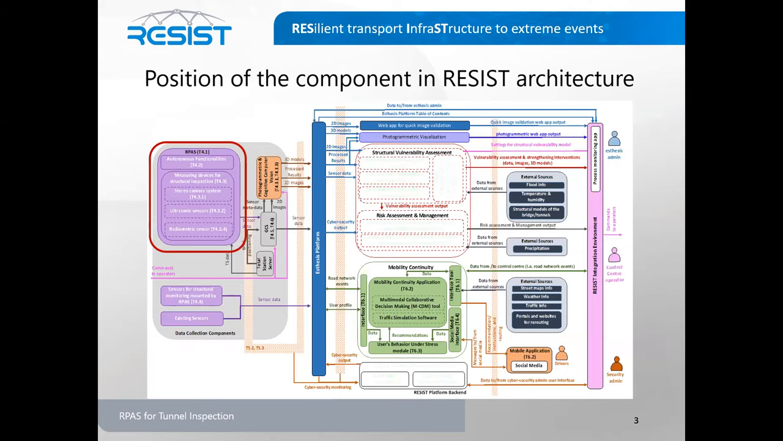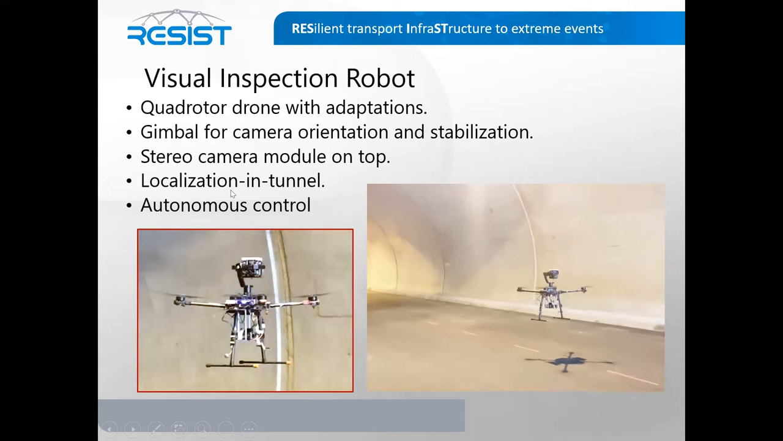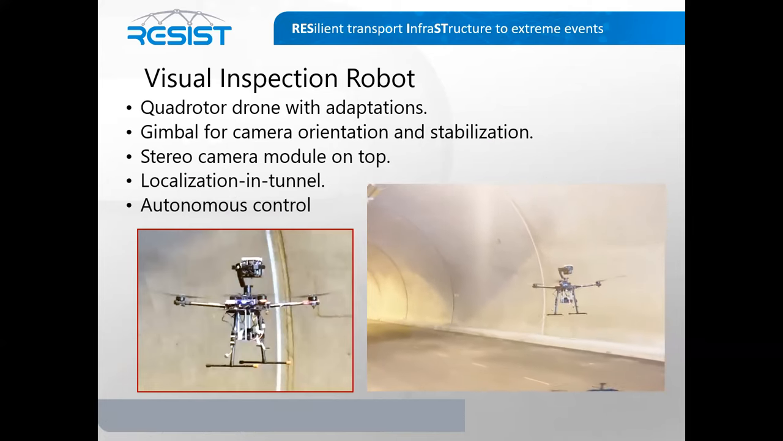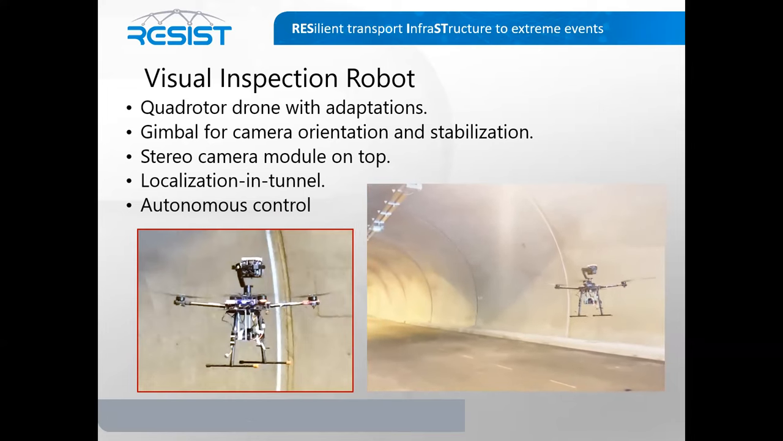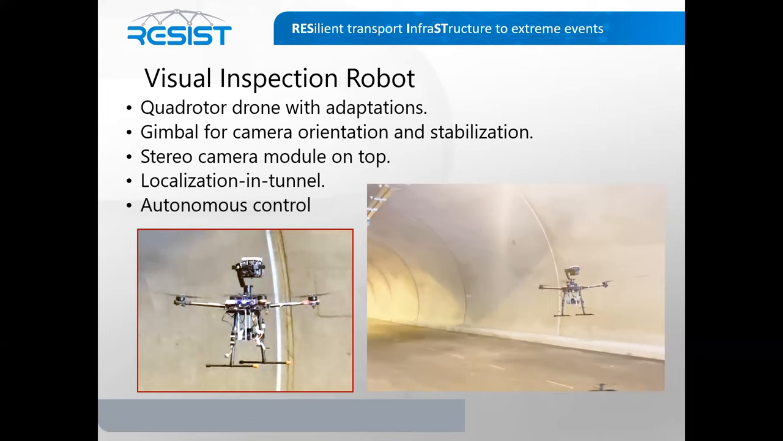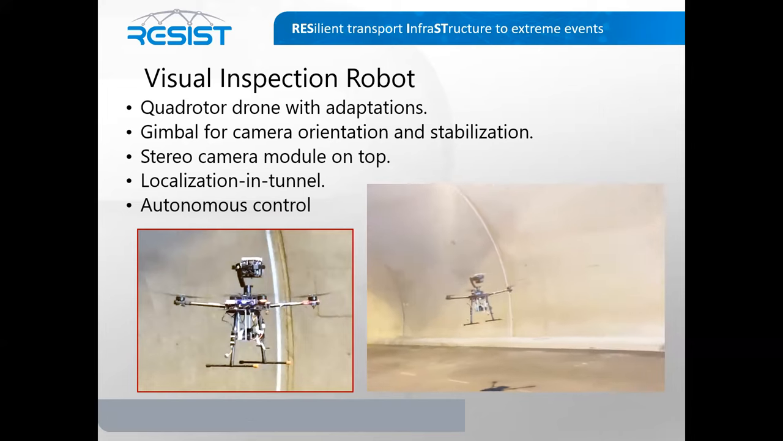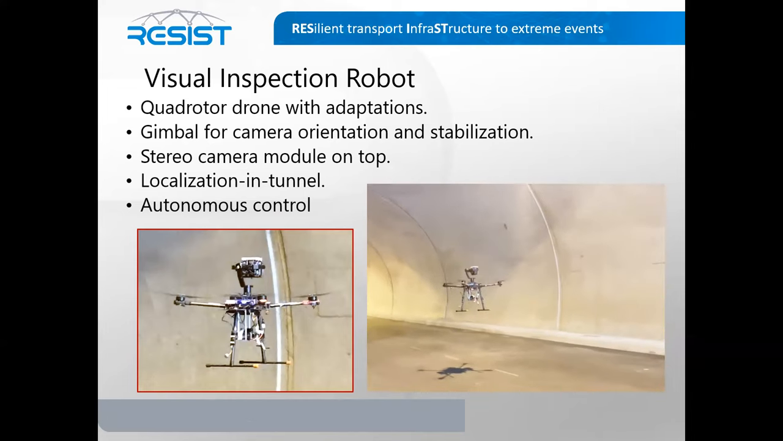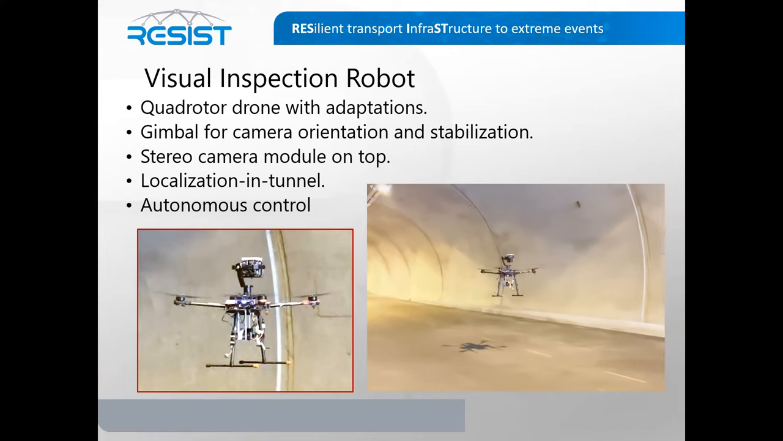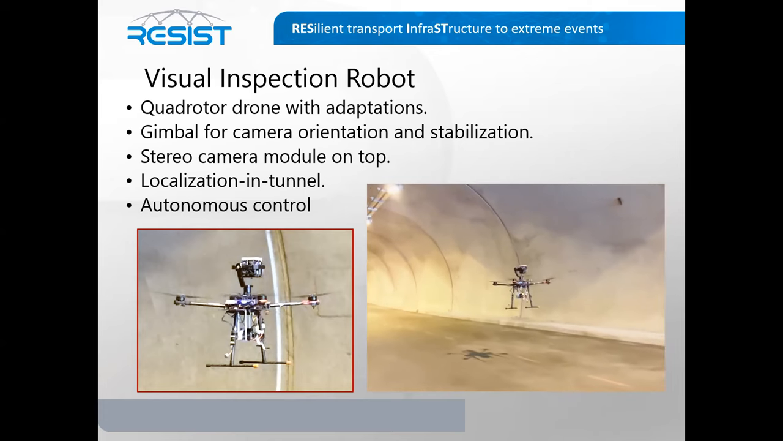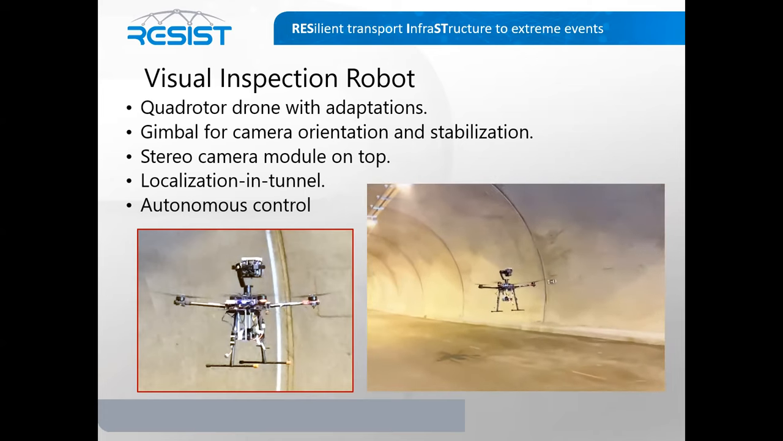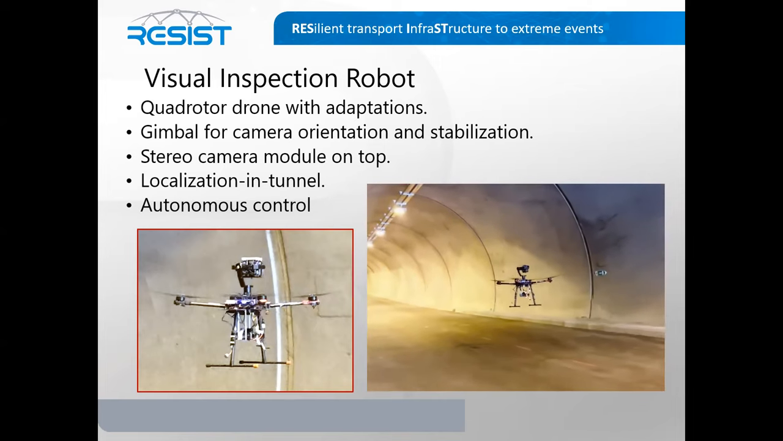Okay. So in the overall RESIST architecture, this is clearly within the ARPAST block that you can see here highlighted. About the visual inspection robot, it is a similar structure to the one that Catec has presented before. It is a multi-rotor, a quad-rotor drone with several adaptations. The main one is that it has a gimbal for camera orientation and stabilization that is located on top of the drone. So this is well suited to inspect all the profile of the tunnel walls.